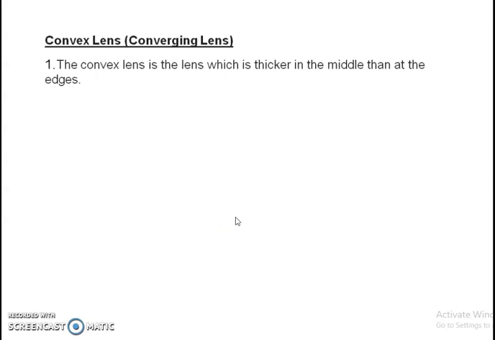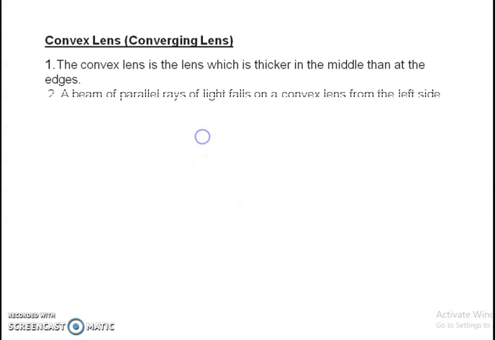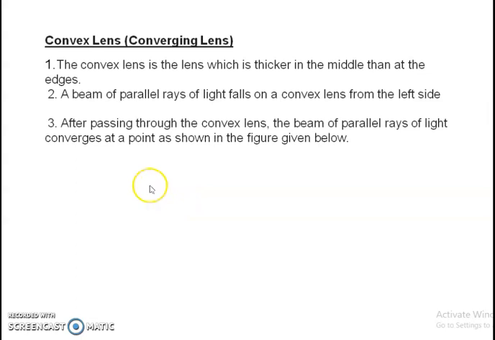So first let's learn about the convex lens. Convex lens is a lens which is thicker in the middle than at the edges. When a beam of parallel rays of light falls on a convex lens from the side, what happens? After passing, the beam of parallel rays of light converge at a point.